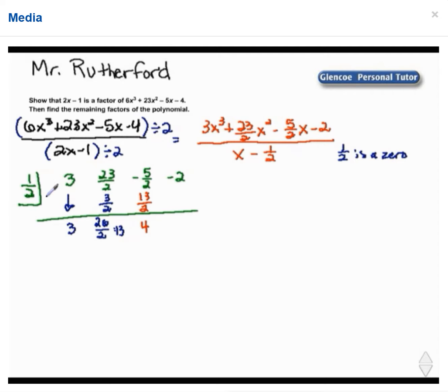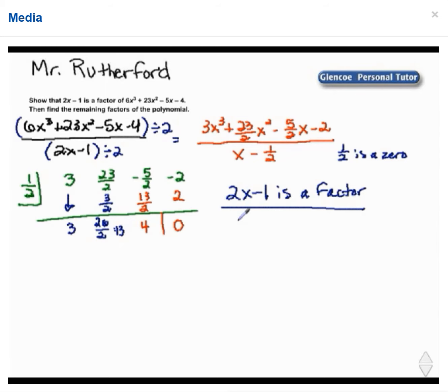Then we'll multiply 4 times 1 half, and we get 2. Then add negative 2 and 2, and we get 0. So in other words, we have a remainder of 0. This means that 2x minus 1 is a factor of 6x cubed plus 23x squared minus 5x minus 4.